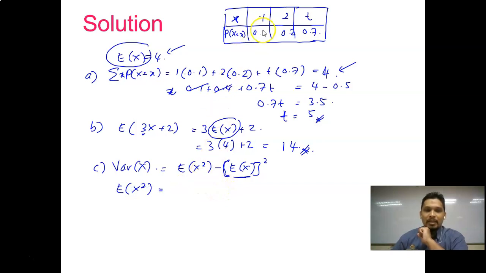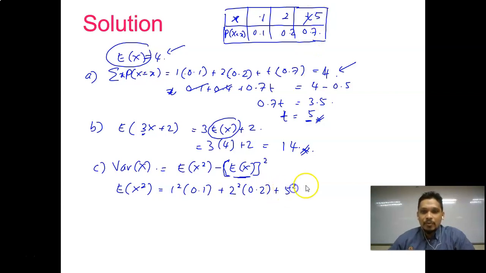Equal to x squared, which is 1 squared, multiplied with its probability of 0.1. Then x equal to 2, so 2 squared times its probability of 0.2. And plus the value of t just now, which is equal to 5, so 5 squared times the probability of 0.7. 1 squared times 0.1 is 0.1. 2 squared equal to 4 times 0.2 is 0.8. And 5 squared is 25 times 0.7, which is 17.5.